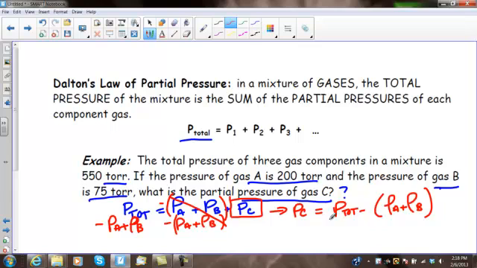So now this makes it very easy to solve. Our total pressure was 500 torr minus the pressure of A, which is 200, plus the pressure of B, which is 75. So really 500 minus 275, and PC is equal to 275. And that would be in torr. Easy enough.